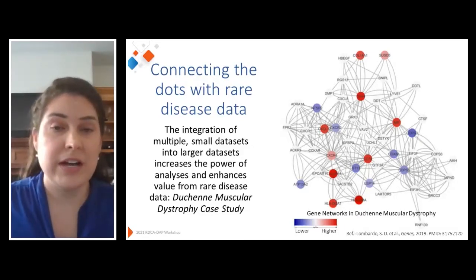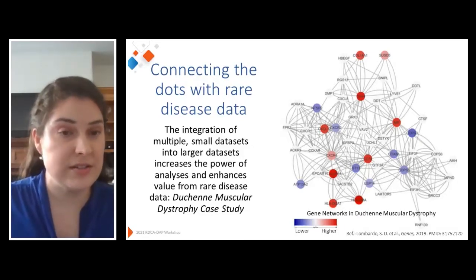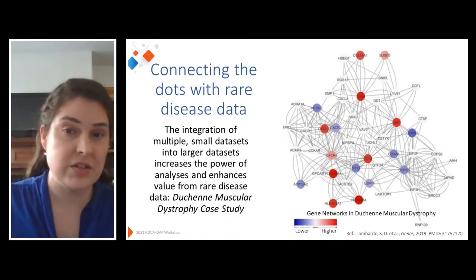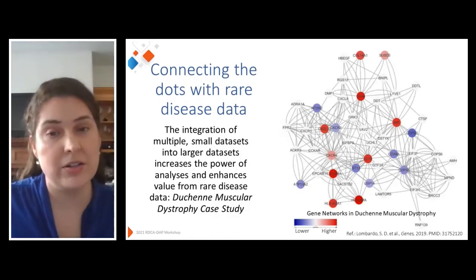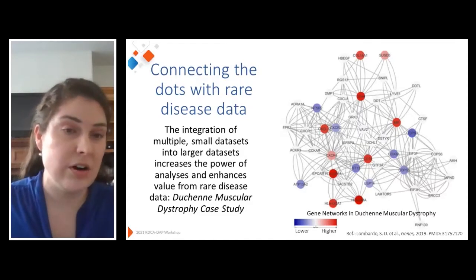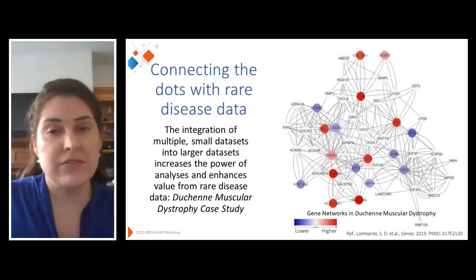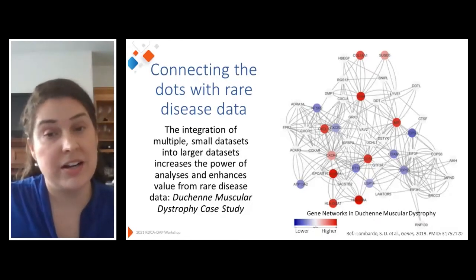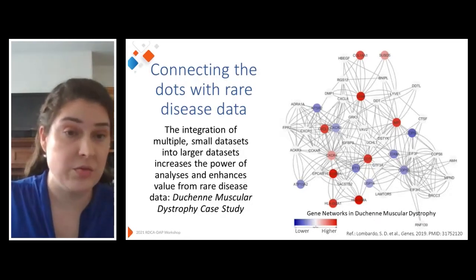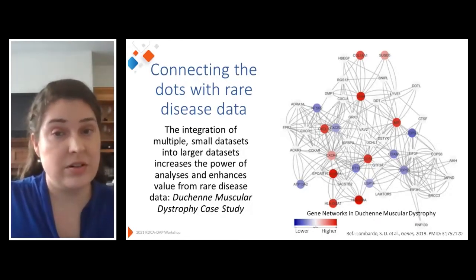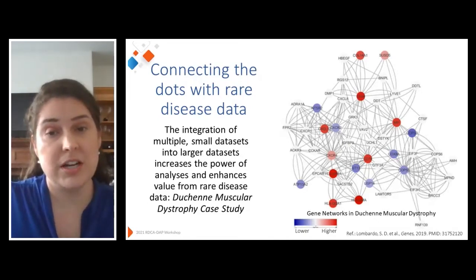In this network diagram, the genes that are increased in the subjects who have the disease are shaded in red or warm colors, and the genes that are lower are shaded in blue or cool colors. And this is just an example of how there is extreme connectivity and a lot of network within, in this case, these are inflammation genes in Duchenne.